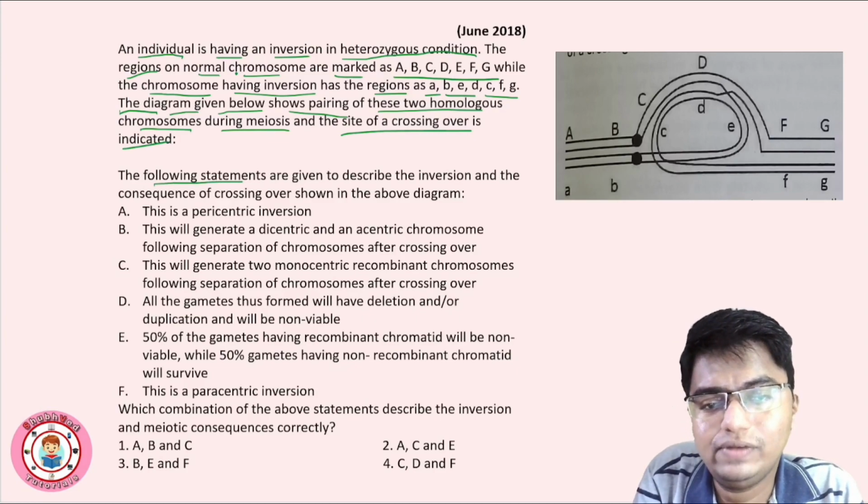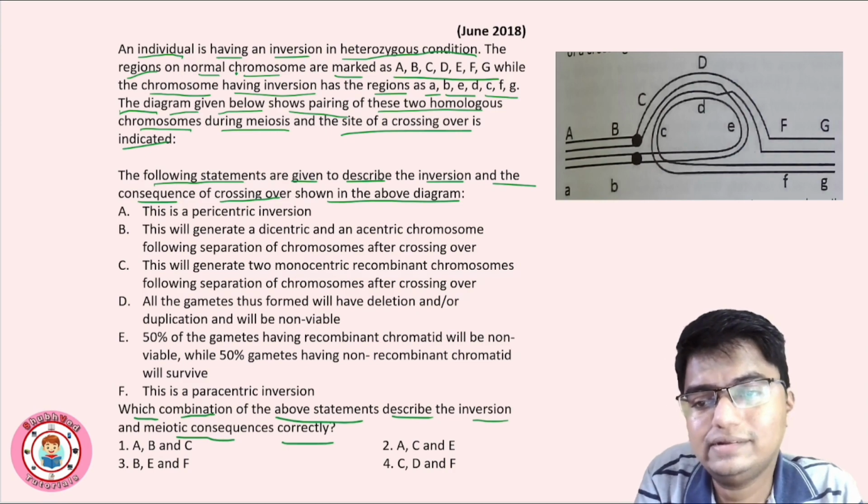The following statements are given to describe the inversion and the consequence of crossing over shown in the above diagram. Which combination of the above statements describe the inversion and meiotic consequence correctly? The correct statements we have to identify. Again, from the picture we will first tell the type of the inversion.